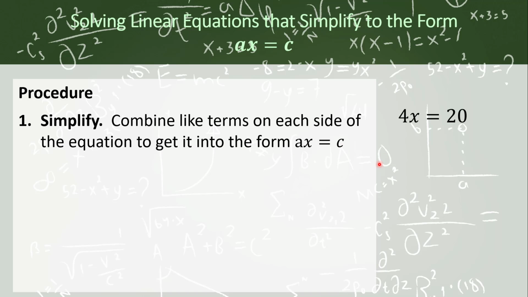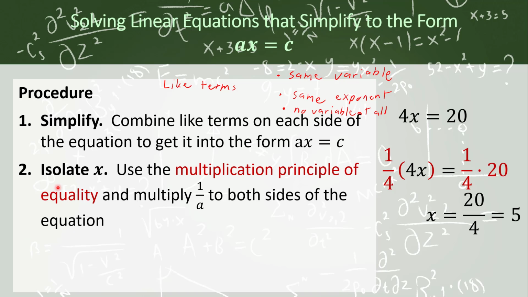And once again, simplification will typically involve the idea of combining like terms. And what are like terms? Well, those are terms that have the exact same variable and the exact same exponent, or terms that have no variable at all. Okay, step 2 is to isolate x.